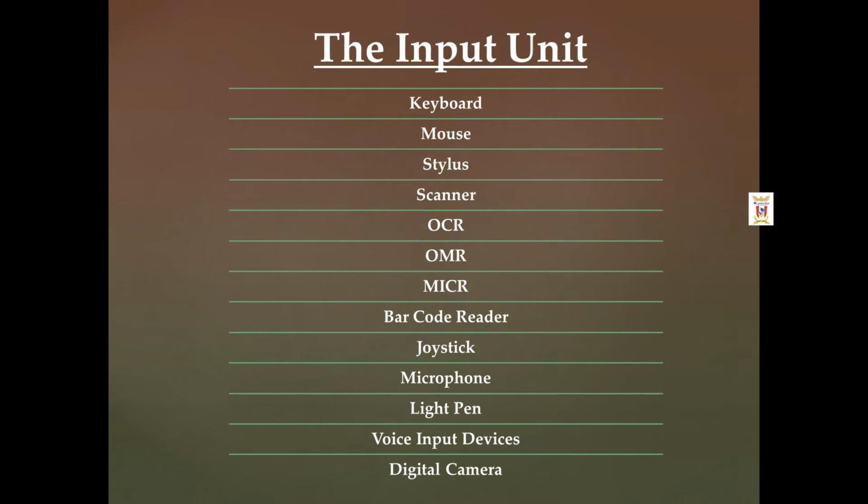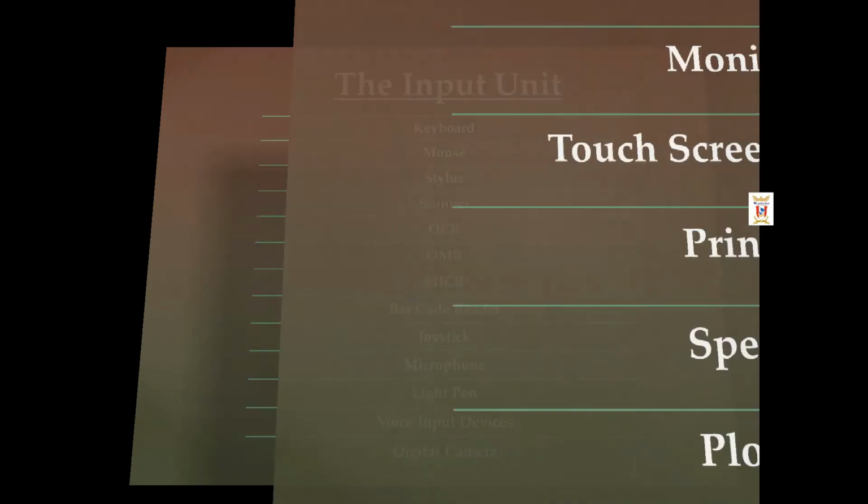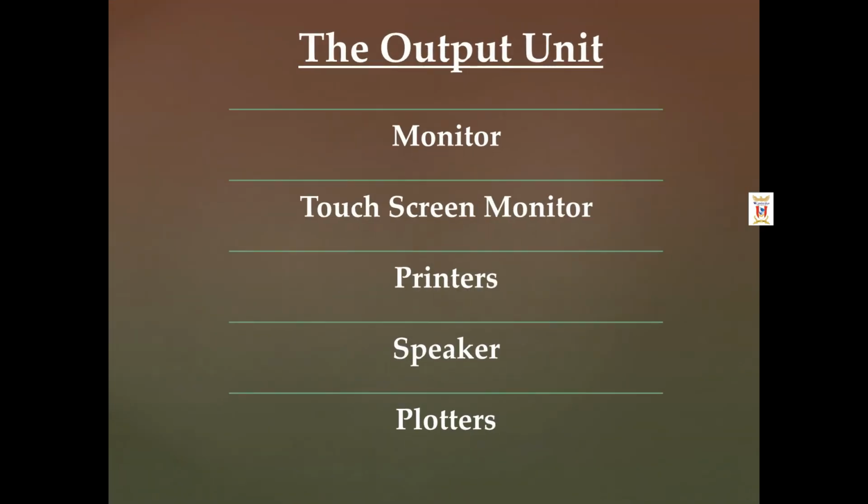Last is digital camera. You are very familiar with this device. A digital camera is quite similar to the traditional camera that takes both video and still photographs, except for the fact that the digital image can be used, viewed or edited on a personal computer. So these all were your input devices. Now let's move to the output devices. We have 5 output devices.